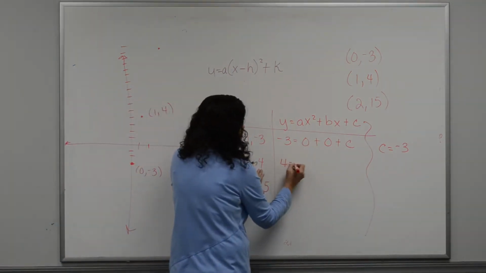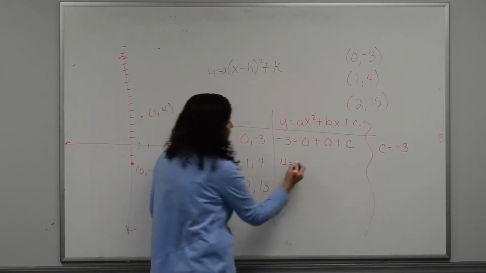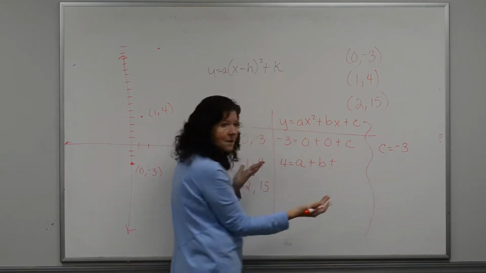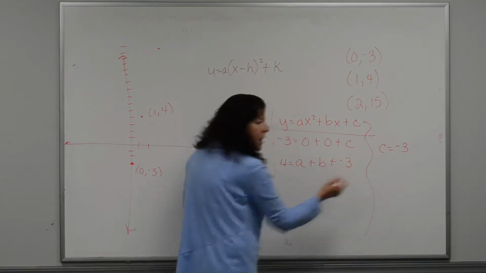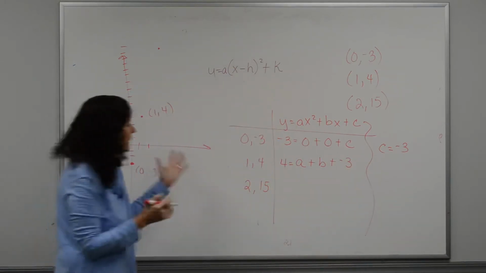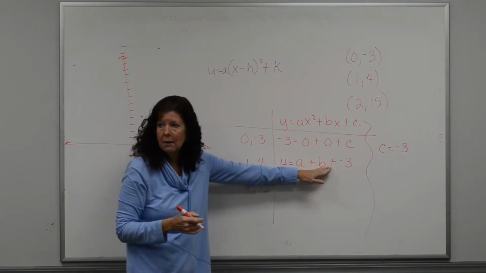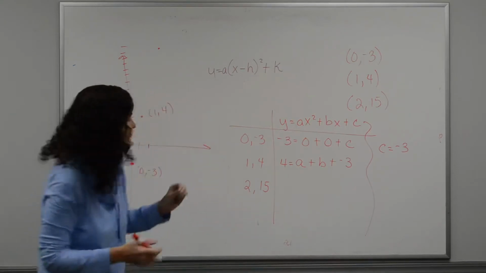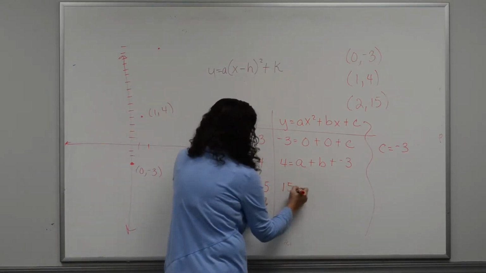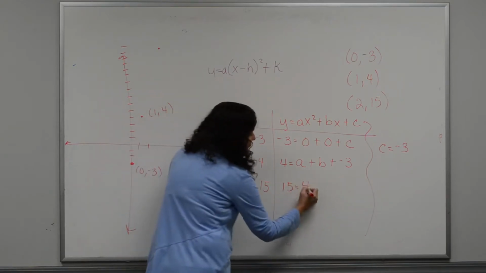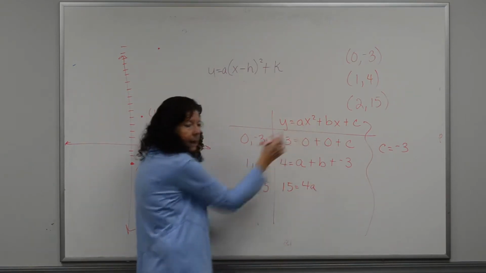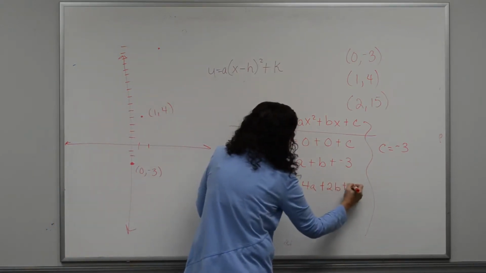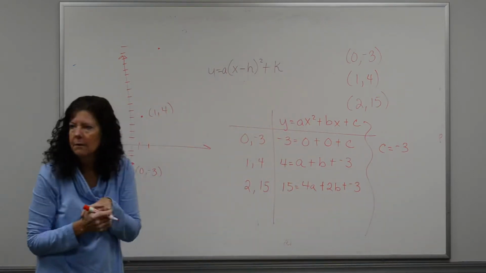Okay, so then I have 4, and then I'm substituting the 1. So I have 4 is equal to A plus B plus, do I know what C is? -3. So I can go ahead and put that -3 in there. You understand why that's just A and B, right? Because I substituted for the X. I'm not substituting for the A and the B. I substituted for the X. Then I come down here. 15 is equal to 4A, because I'm squaring the X. And I'm going to put that in front of the A, because the A is the variable, plus 2B plus -3. Correct?